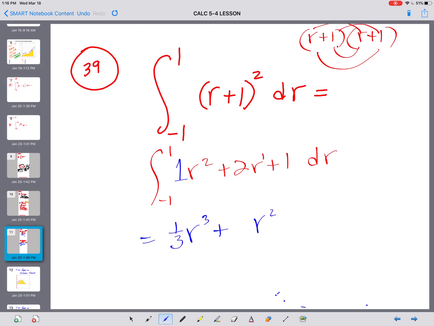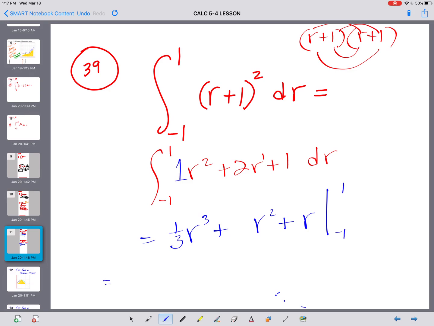There's just a 1 right in front. I don't have to really write it. Plus, now, the antiderivative of 1 is just going to be r. There we go. Again, you could do it all in x's. It doesn't really matter. Okay, straight evaluation bar, -1 to 1.